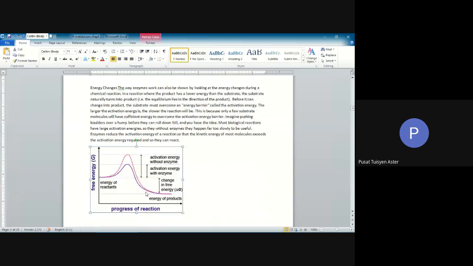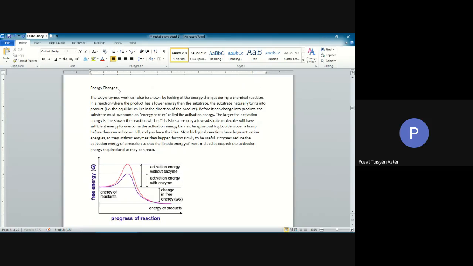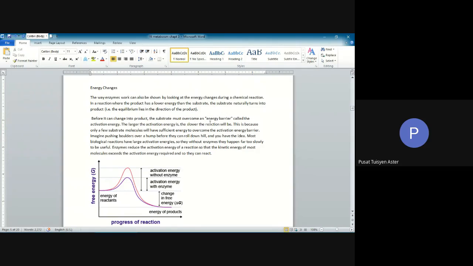This is the activation energy, and it's vital for you to understand in biology as well. So the energy of the reactants, the activation energy without enzyme, the activation energy with enzyme. You can see here, energy changes. The way enzymes work is also shown by looking at energy changes during a chemical reaction, in a reaction where the product has lower energy than the substrate. When the product has less energy compared to the substrate, the substrate naturally turns into the product. The equilibrium lies in the direction of the product. Before it can change into the product, the substrate must overcome an energy barrier.